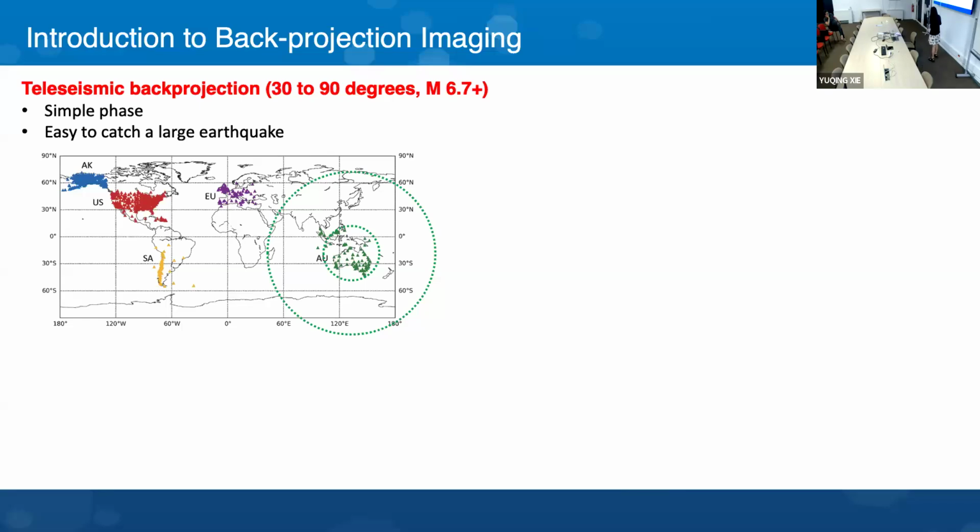I mentioned that the waveform at teleseismic distance is very simple. For example, this is the Australian array, so all the sources in this ring, within 30 to 90 degrees from the array, can be imaged using this array. And we have 4 other arrays, and from each of these arrays we can get a result, and then we can compare the results to increase our confidence.